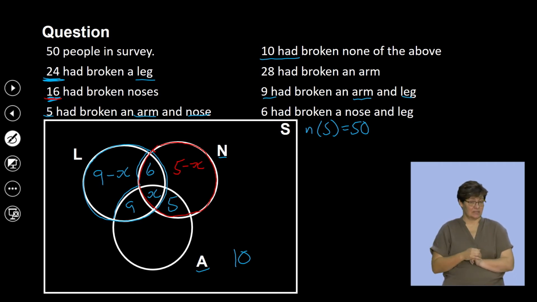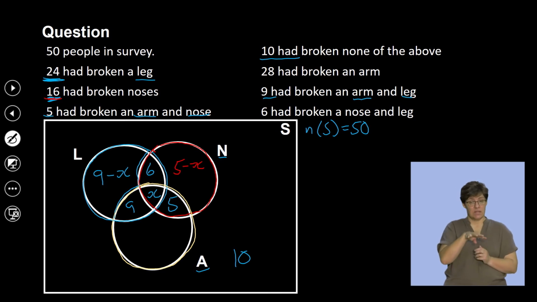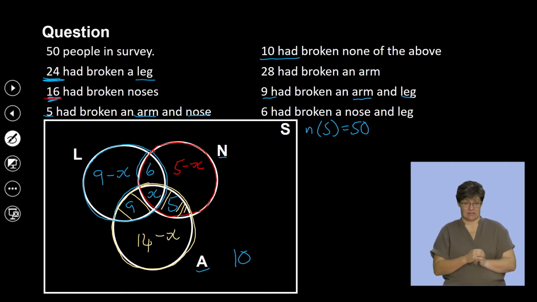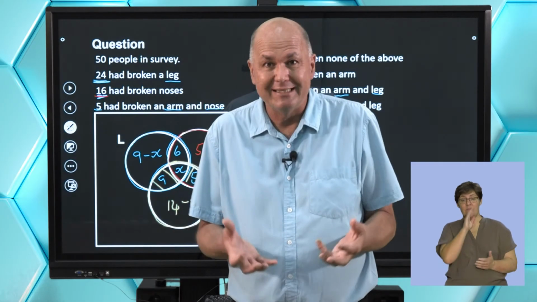Let's look at our third set. And again, let's just change the color, and hopefully we can see that as the people that have broken the arm. So we had 28 in this set in total, and what we recognize is that 14 have already been accounted for. There's 9 of them, and there is 5 of them. So what's remaining of those people that only broke their arm must be 28 minus 14, which is 14 minus X, because the minus X is the people that broke an arm, a nose, and a leg. So we've got to make sure that we've set it up like this.